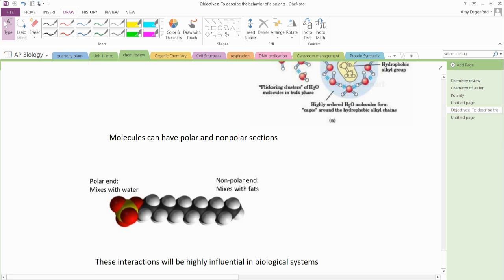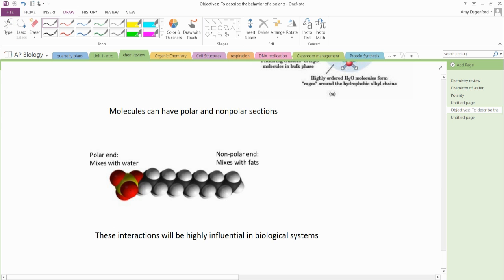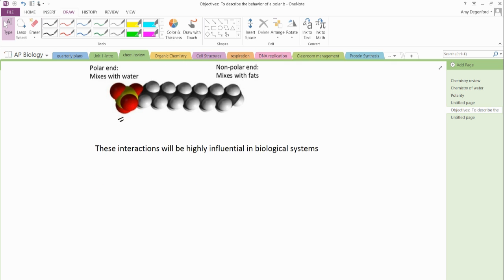And one thing that we're going to notice is that molecules can have polar and nonpolar sections. So for instance, this end over here, this is going to mix with water very nicely. The nonpolar end will not. So for instance, that would be the part of an oil molecule. These interactions are going to be really important. So if we had a molecule like this, hopefully you could see how water would be attracted. What parts would water be attracted to? And then we'll talk a little bit more about this tomorrow. So thank you so much.